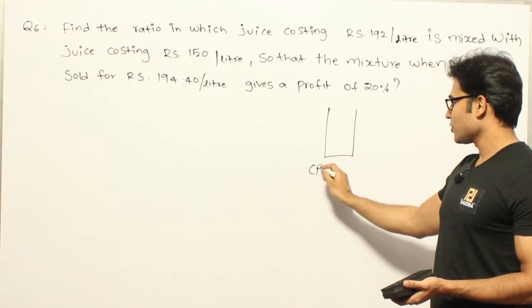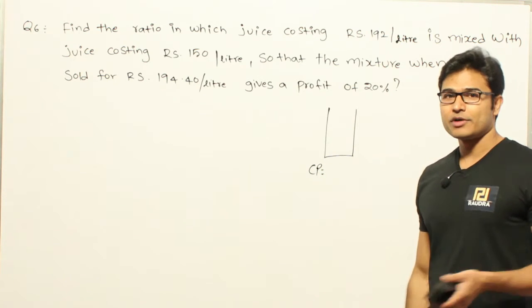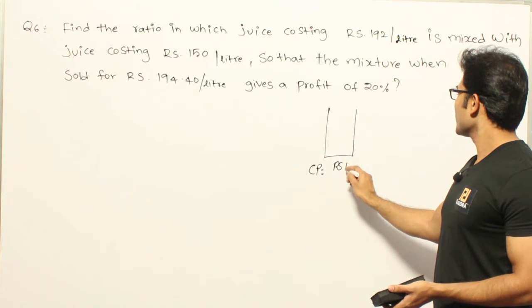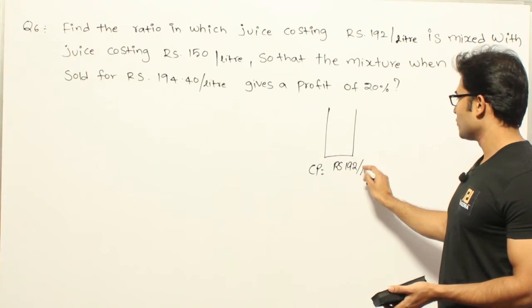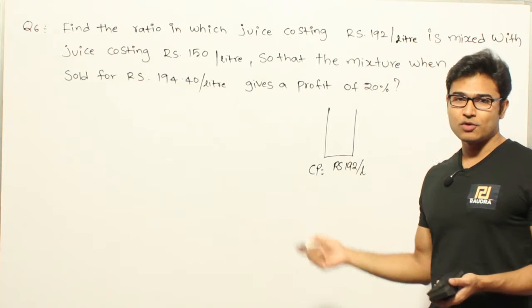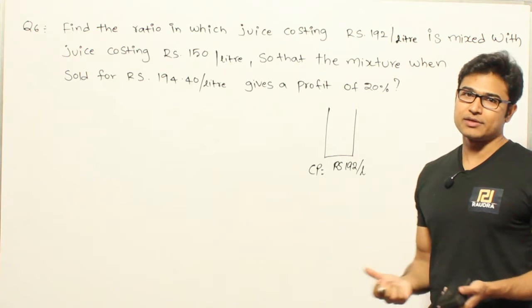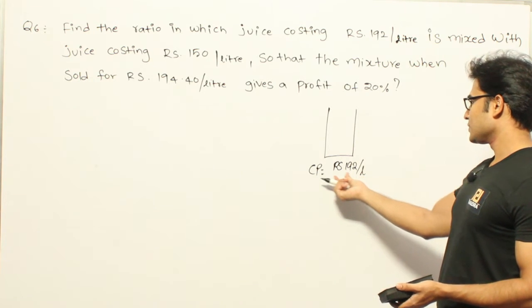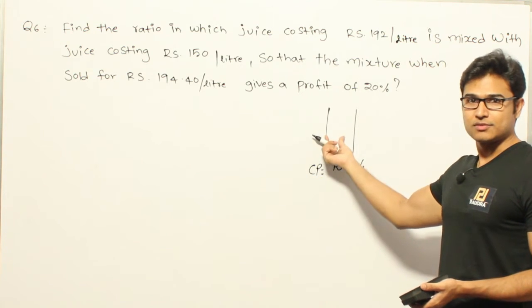So what they are trying to say here is, one is having one juice and its cost price is, see, we are talking about profit and loss here, that is why I am talking about cost price. Its cost price is rupees 192 per liter. So before watching this, please watch the profit and loss videos, then you can understand it clearly. Okay, so rupees 192 per liter is the cost price of one juice, right?